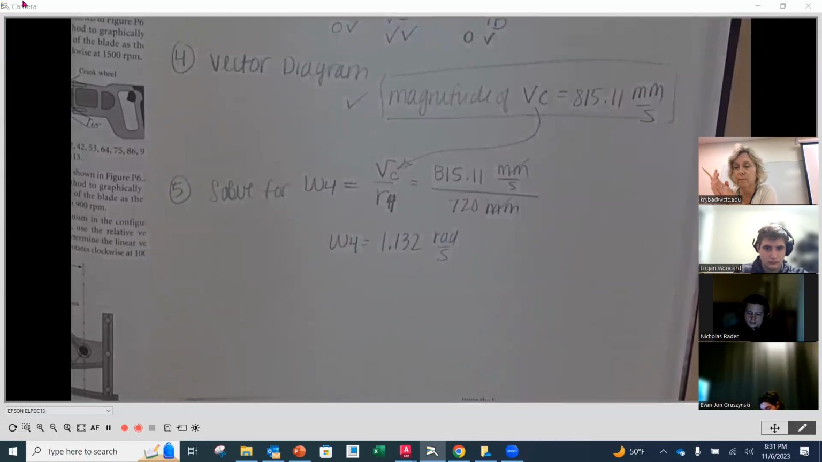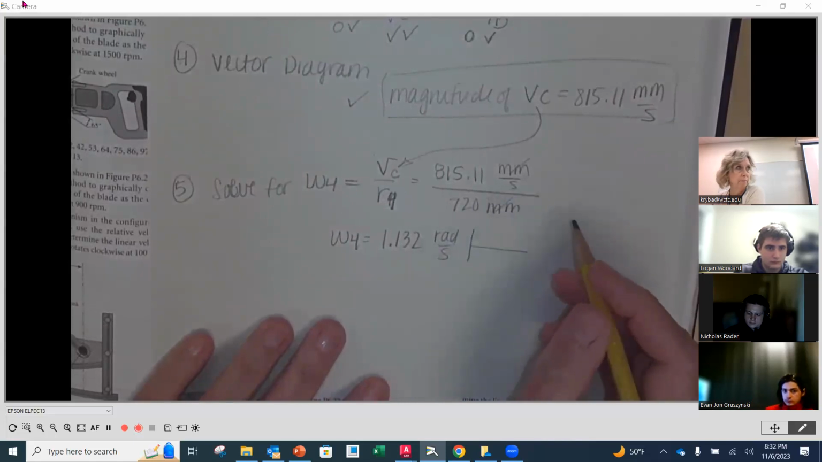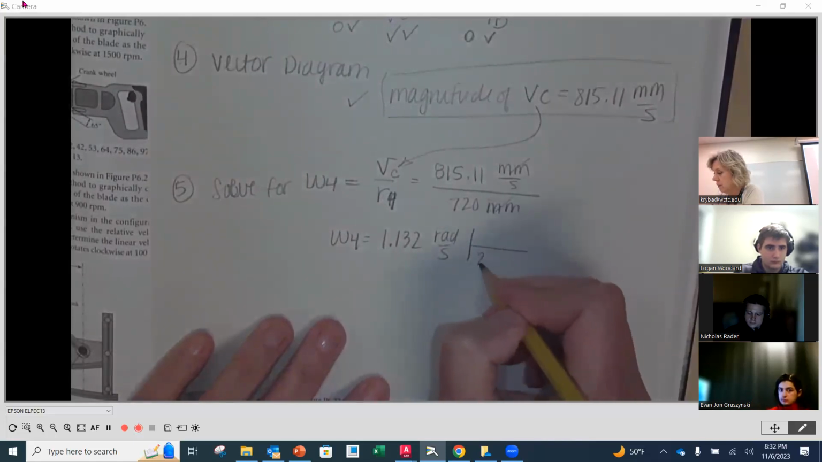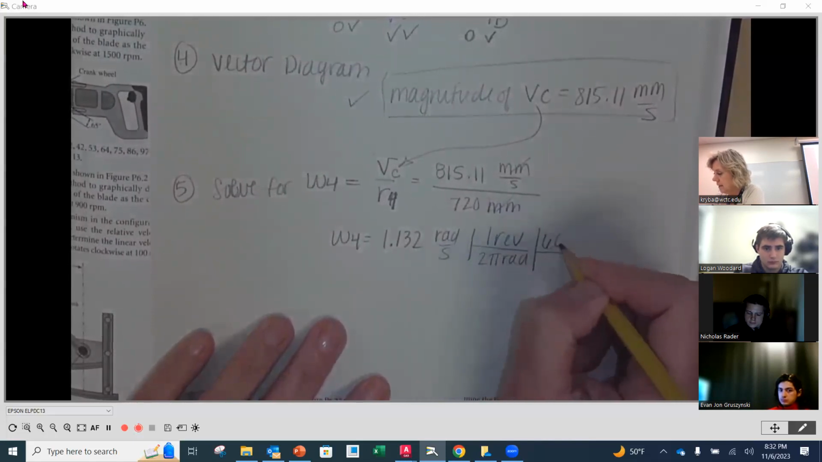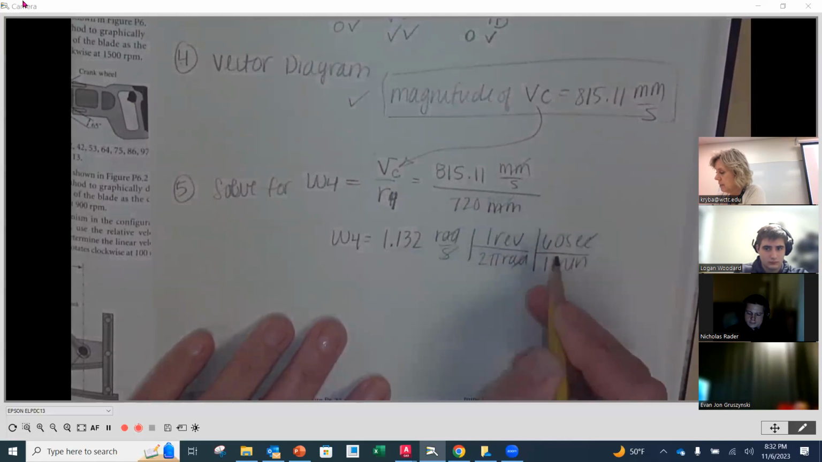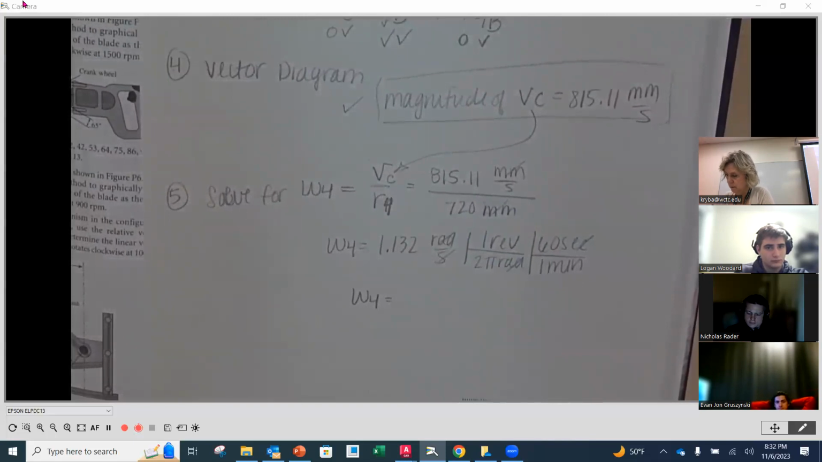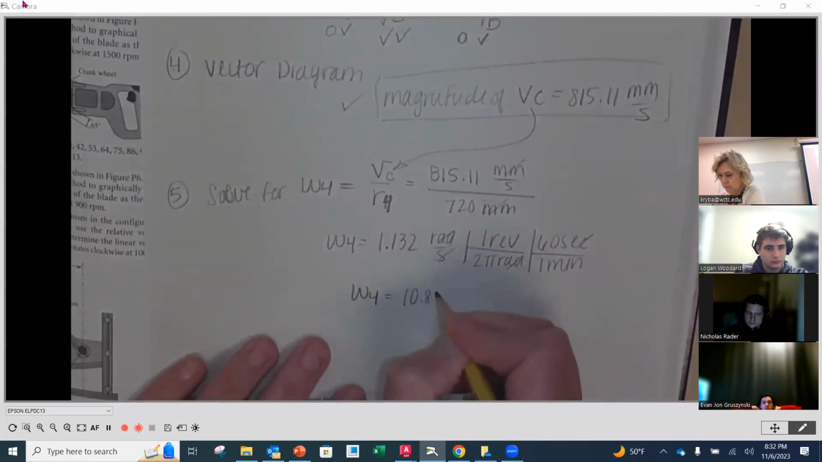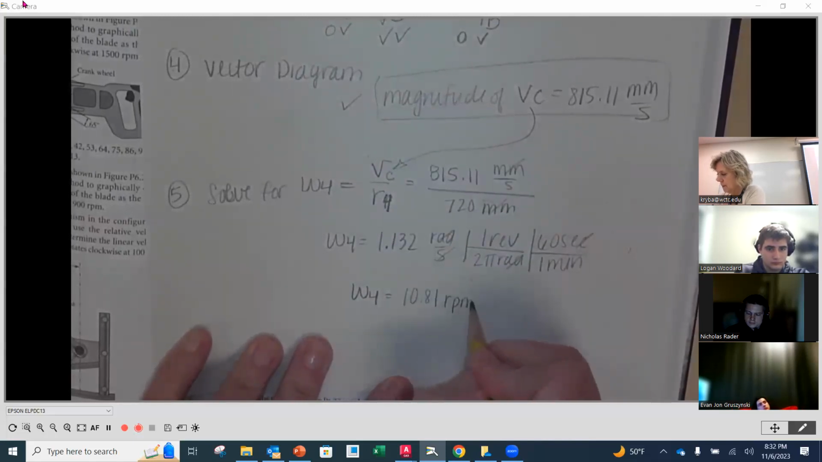Now, as a final answer, we don't want to leave the radians per second. We want to convert this to revolutions per minute, okay? So you're going to be converting it back. You're going to do 2 pi radians on the bottom here, 1 revolution, and then 60 seconds in 1 minute, right? Seconds, radians. So you have revolutions per minute. So our final W4 is going to be 10.81. And that's going to be RPMs.